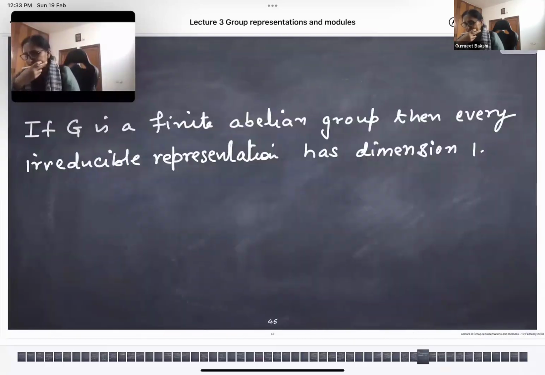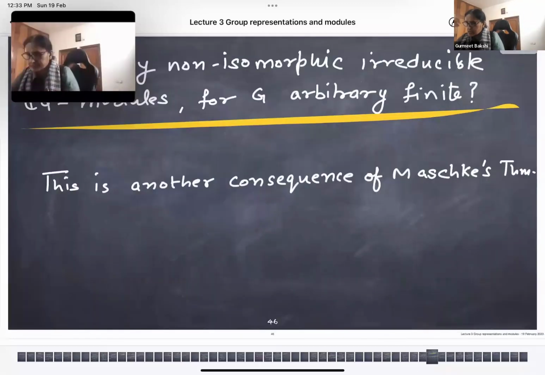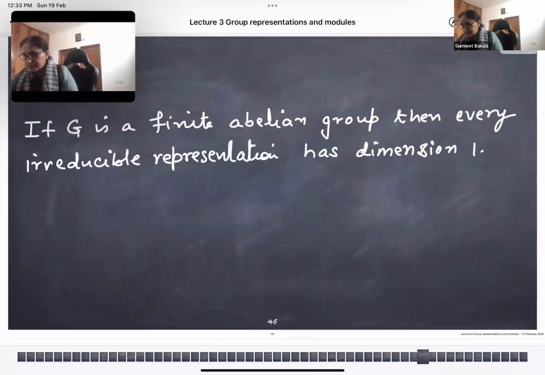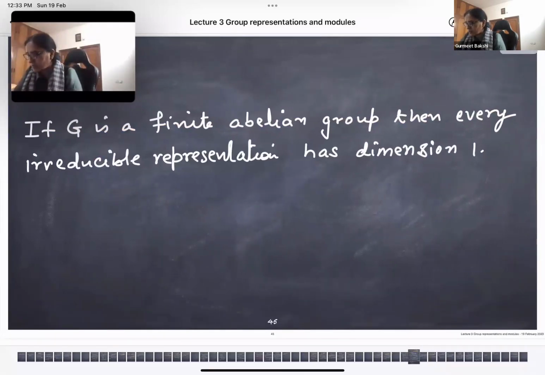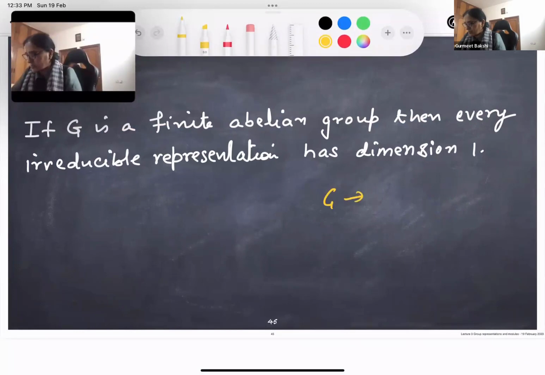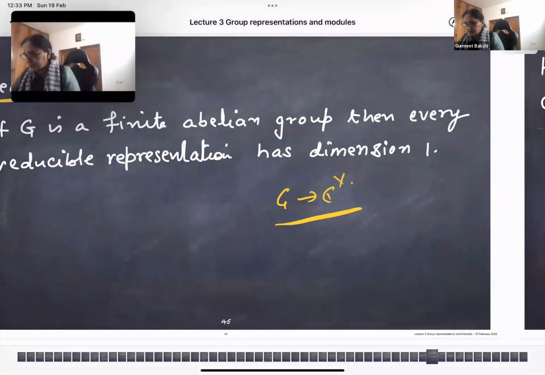So what you get is that if G is a finite abelian group, then every irreducible representation over an algebraically closed field must have dimension 1. And then I also want to count how many representations you will have. So basically what you have is just homomorphisms from G to C cross. These are all the irreducible representations.